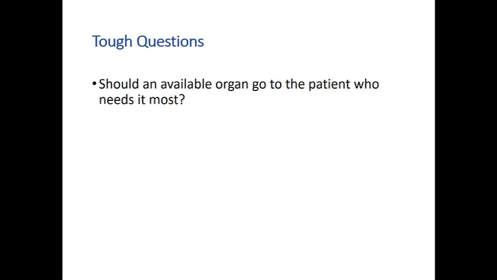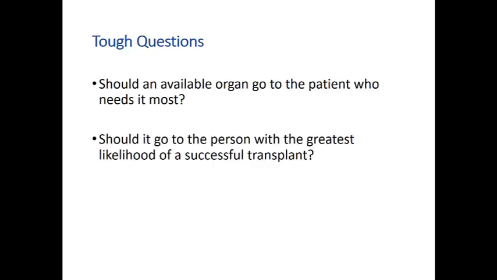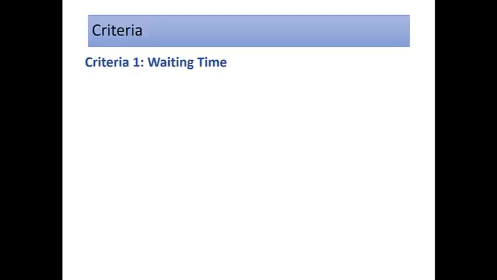Some tough questions immediately arise. Should an available organ go to the patient who needs it most? Should it go to the person with the greatest likelihood of a successful transplant? If both of these notions are considered, how do we do so? There are three criteria that come into place. One is waiting time. How long has a potential recipient been waiting?